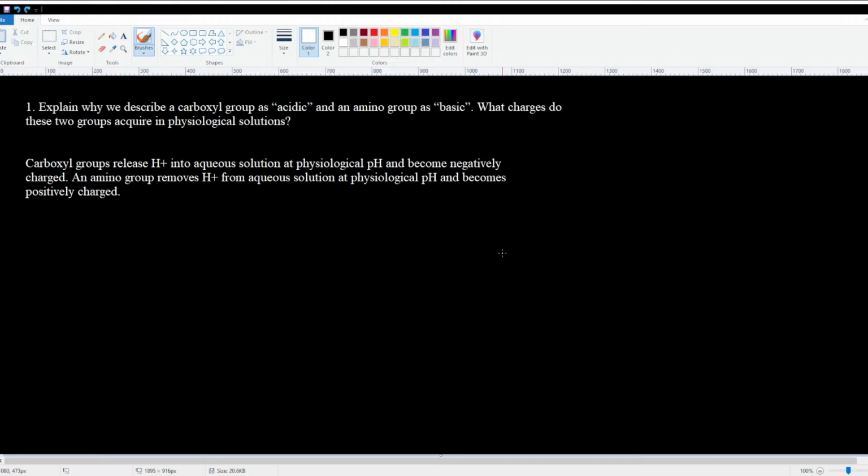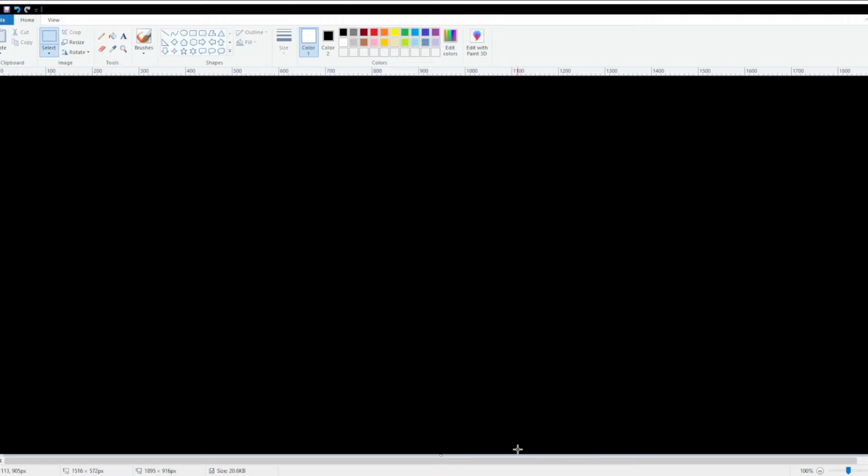How about an amino group? An amino group removes a proton from solution, becoming this. So this is your normal amino group, which then becomes this at physiological pH, which we also talked about. Both carboxyl and amino groups exist within amino acids. So how about: describe 2 structural differences between RNA and DNA?